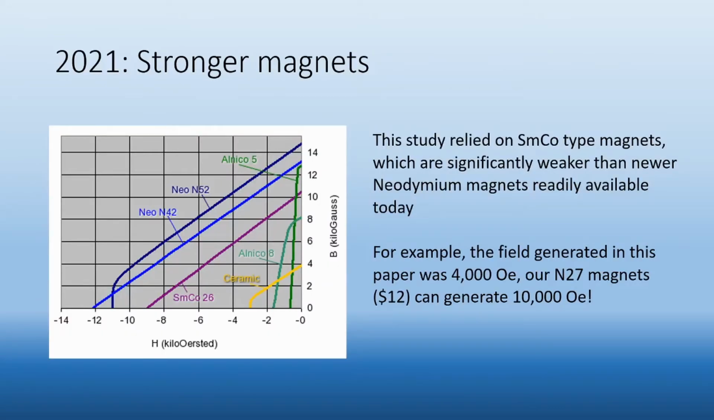Now that we're in 2021, we can look at what we might be able to do differently with the technology we have now. They used samarium cobalt type magnets, and if you look at the hysteresis curve of samarium cobalt magnets versus neodymium magnets, you can see that they're higher up and more to the left. Both of those things are good. We like those things. So more kilo-Oersteds, more kilo-Gauss.